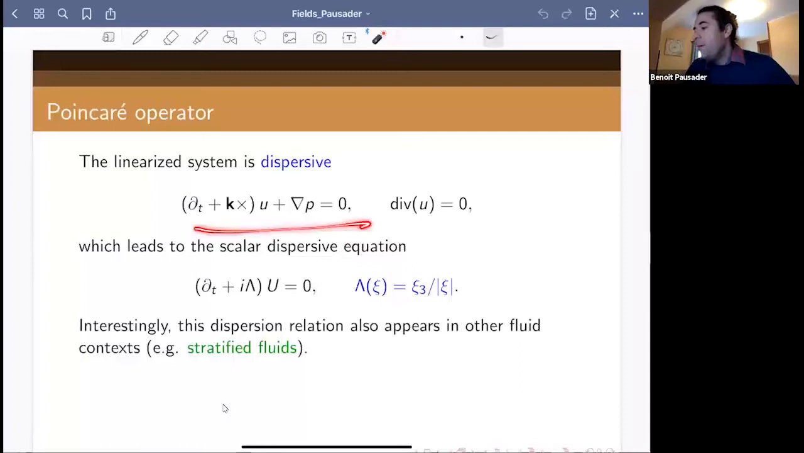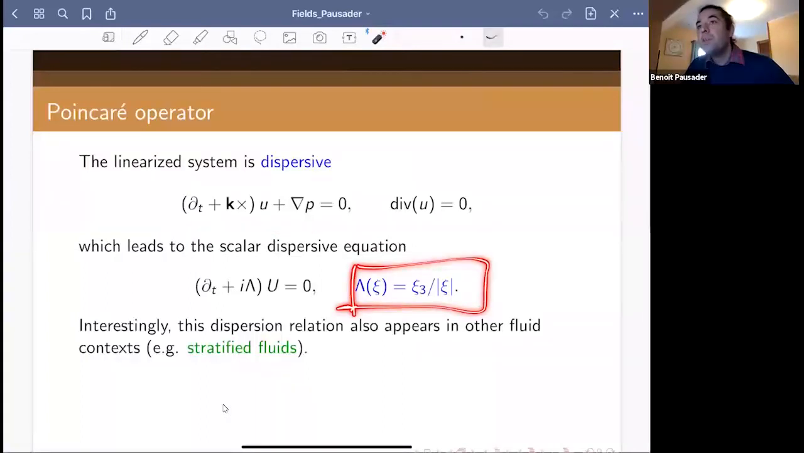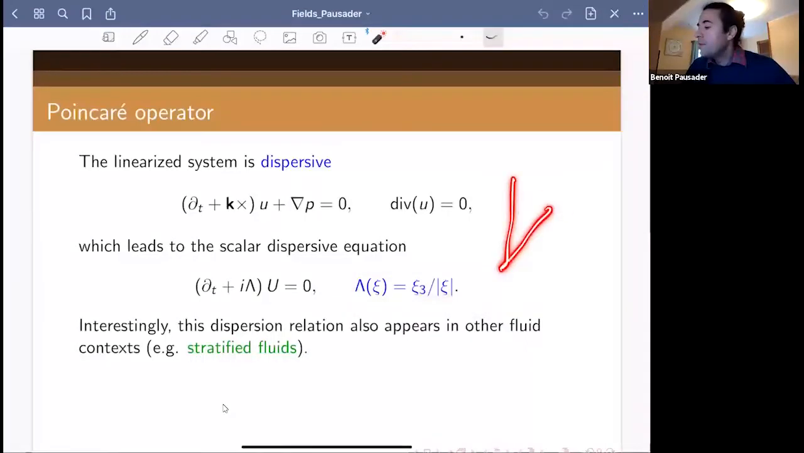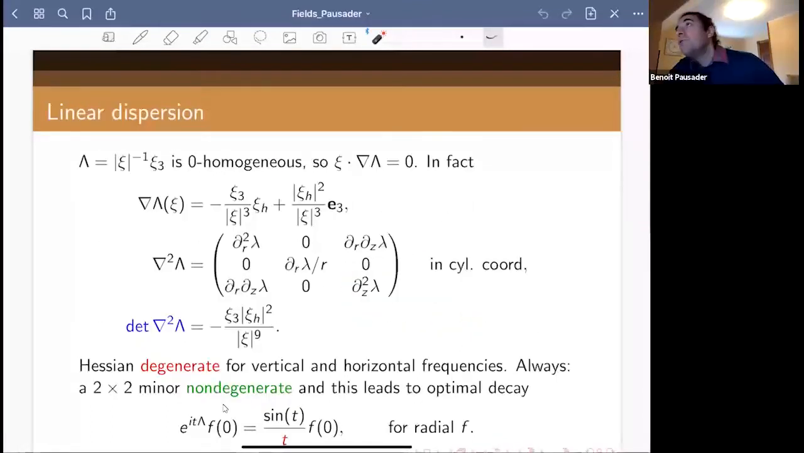But this is a linear problem, and once you have that, you can compute its dispersion relation, and you see that it's given by this. So C3 over C, or another way to think of it is that it is the cosine of phi, where phi is the coordinate in spherical coordinates. And something of some interest is that this dispersion relation also seems to appear in a different fluid context. As far as I understand, it at least appears for stratified fluids, and I'm not sure exactly what the connection is, or if it's just some kind of random fact. But this is the dispersion relation, and it's a little unusual, so it's probably worth spending a little more time on it to understand what happens.